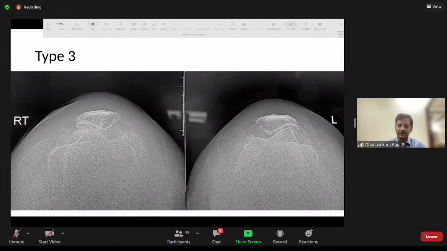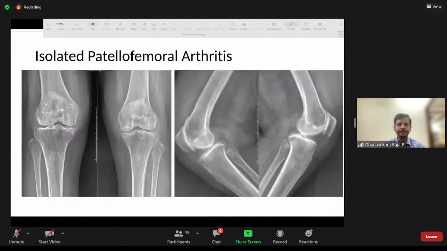Type 3 is Weiberg type 3, where the lateral facet is the predominant articulating surface and it is slightly laterally articulating. If we don't resurface, maybe we can get away without lateral release. But if you resurface these patients, they definitely require a lateral release, because the patellar button is not going to sit in the center of the trochlear groove. You need to release the lateral retinaculum to bring the patellar articulation to the center.